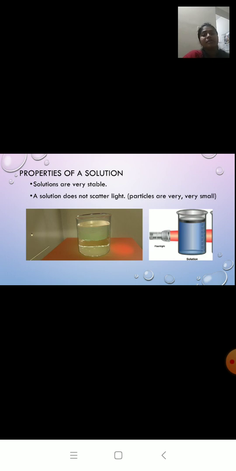Solutions are very stable. It means if you keep a solution undisturbed for some time, the solute particles will not settle down. And the last property: solutions do not show the Tyndall effect, or they do not scatter light. Why? Because the size of the particle is very, very small. It is so small that they cannot reflect the light rays falling on them.